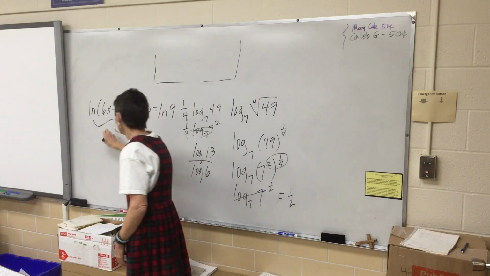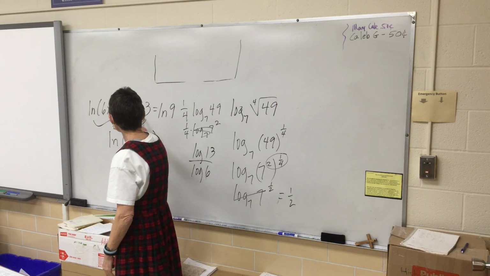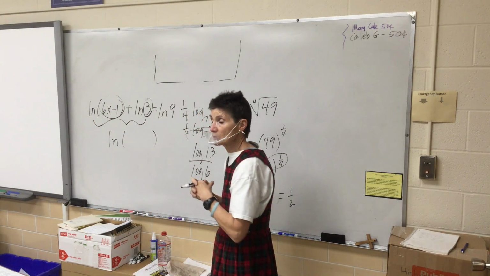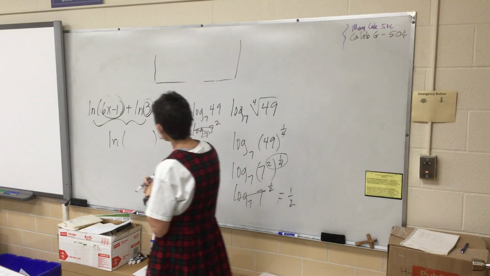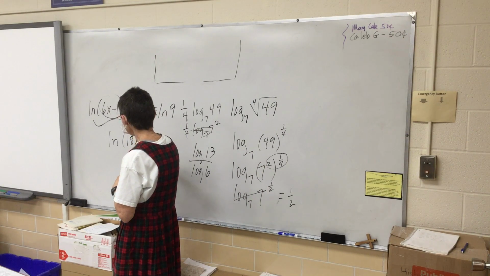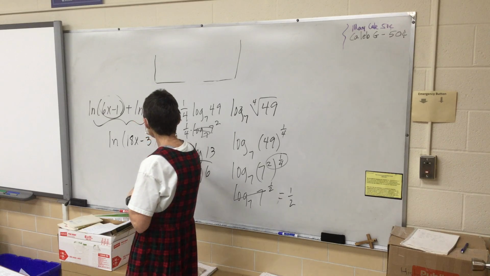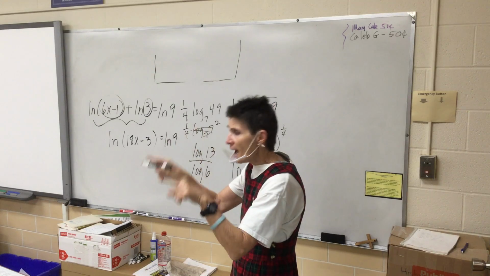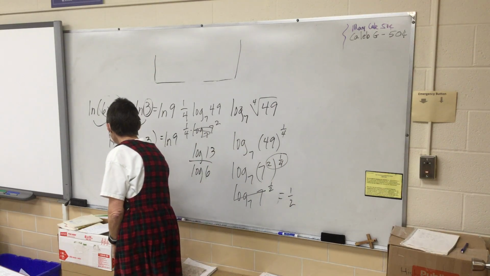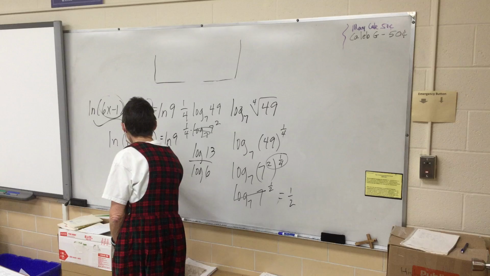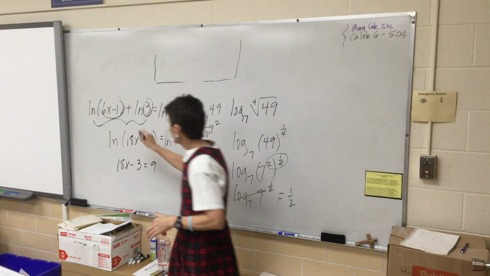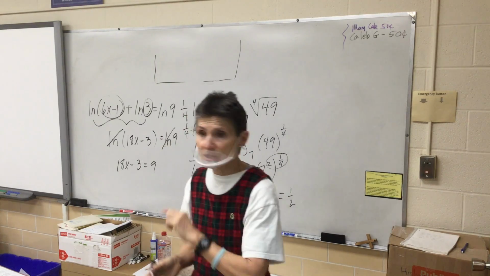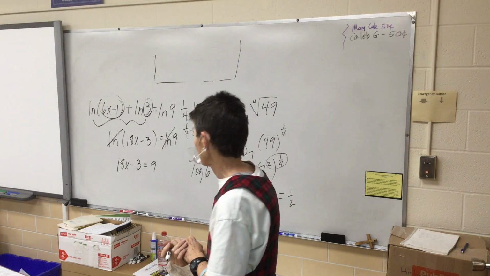Yep. What will I do with this stuff? I need to do something with the 6x minus 1 and the 3. What will I do with those? Multiply them. So that's going to be 18x minus 3, is that right? Now I can say 18x minus 3 equals 9. Because if you have log equals log, you can drop them out. That is the only time you can do it.